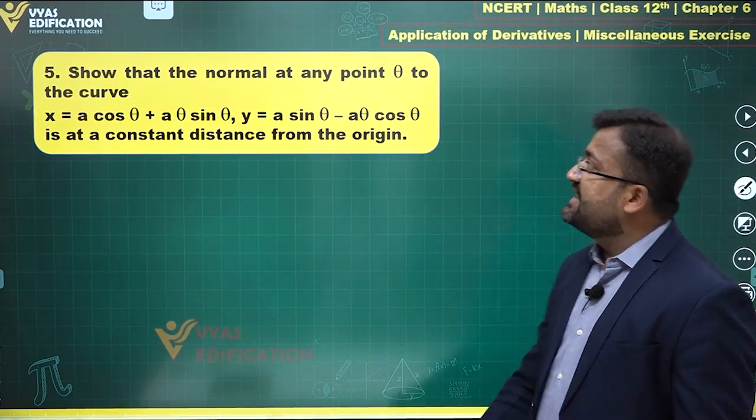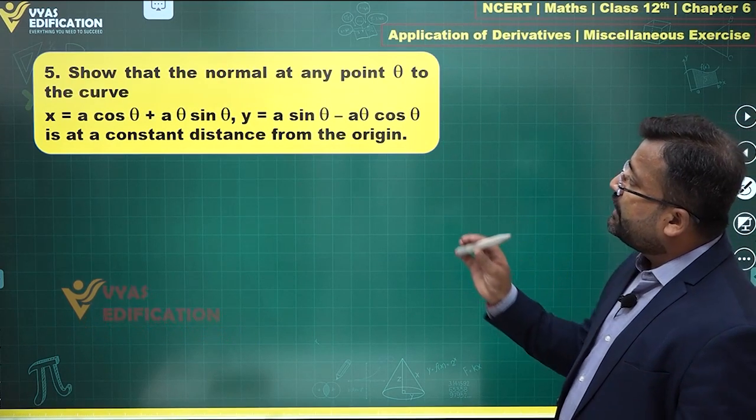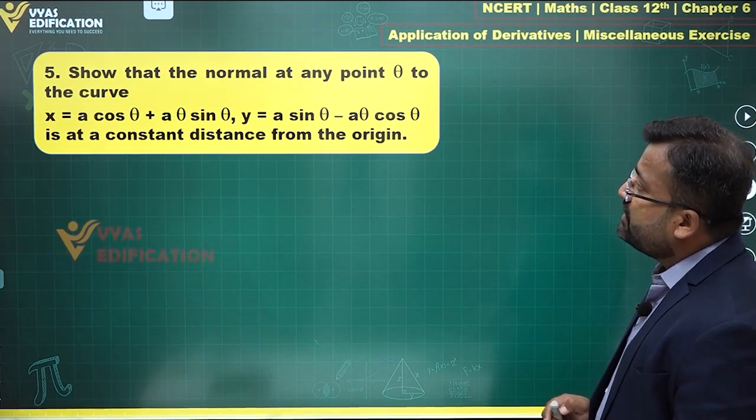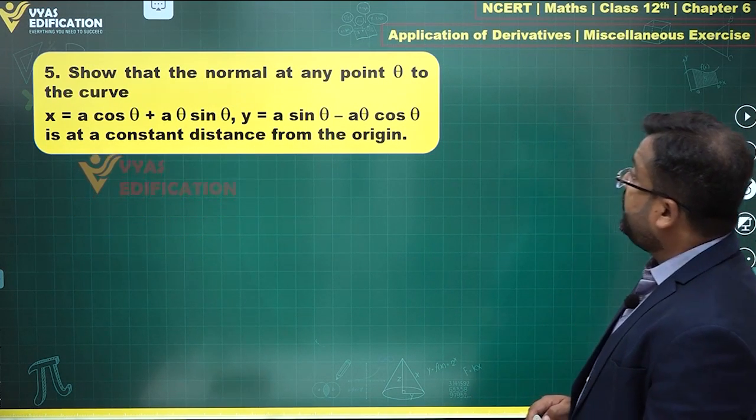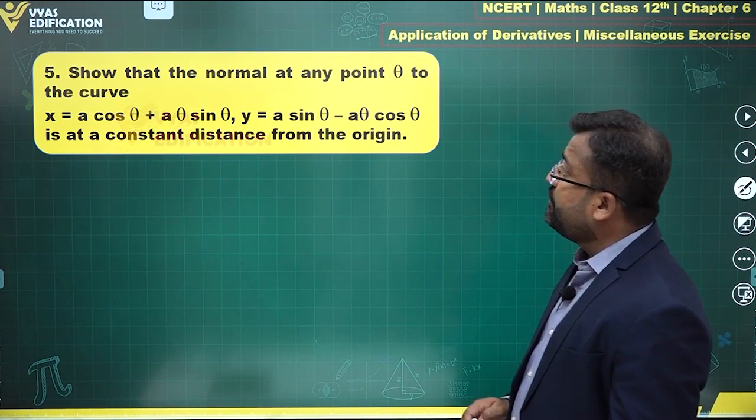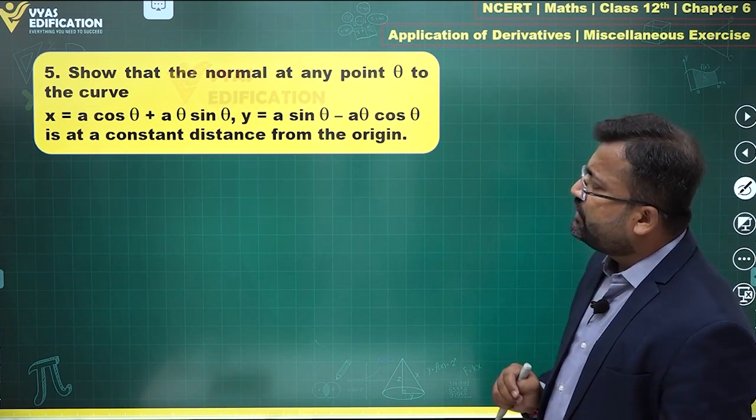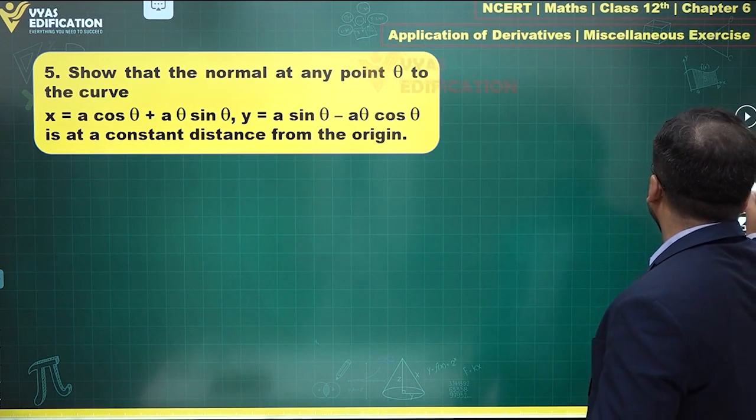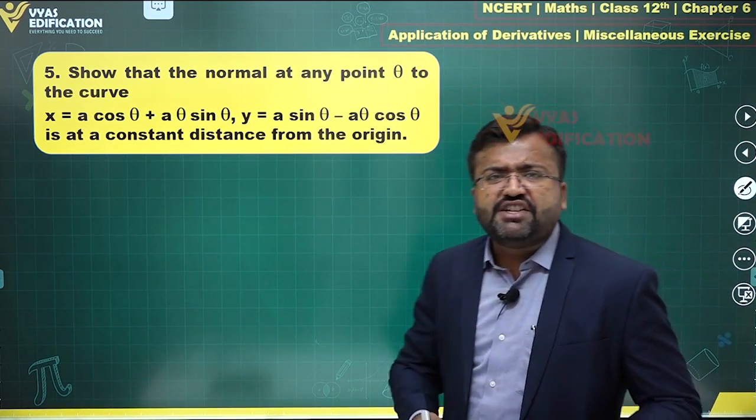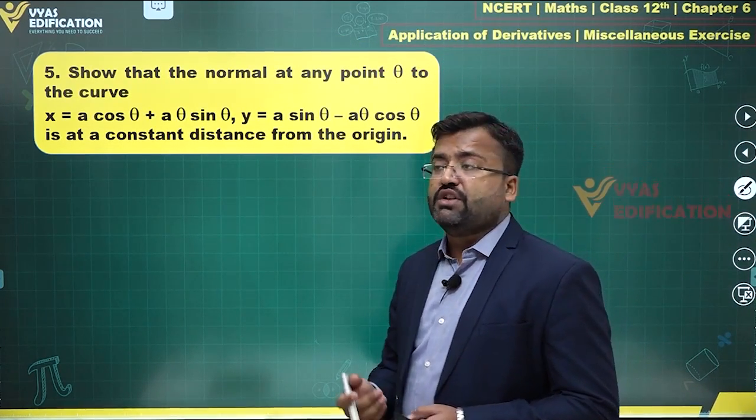The fifth question says: show that the normal at any point theta to the curve x equal to a cos theta plus a theta sin theta, y is equal to a sin theta minus a theta cos theta is at a constant distance from the origin. Let's try to find the equation of normal and see what its distance from the origin is after that.